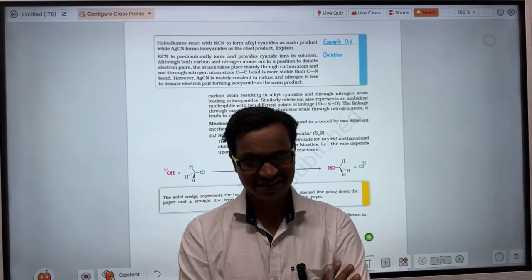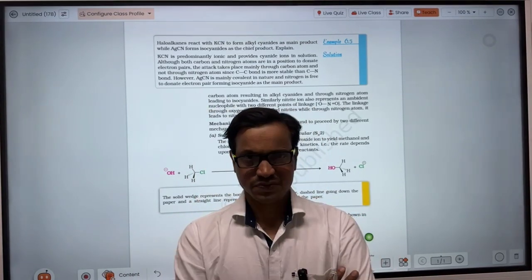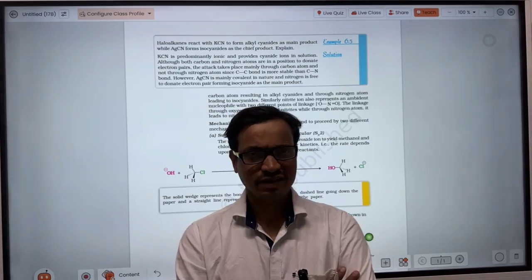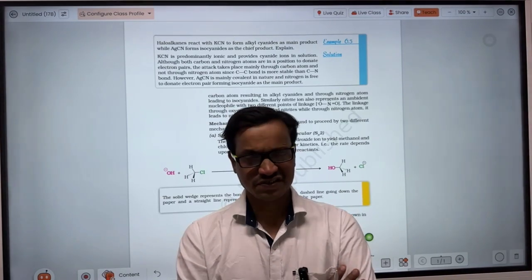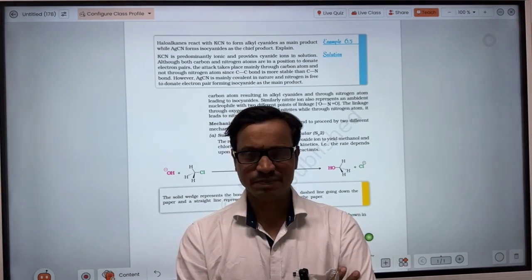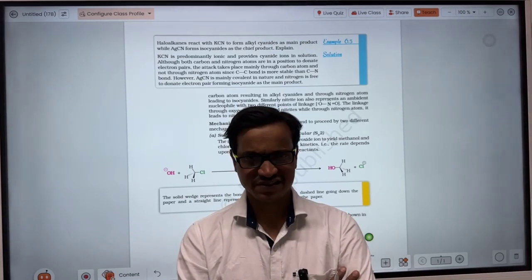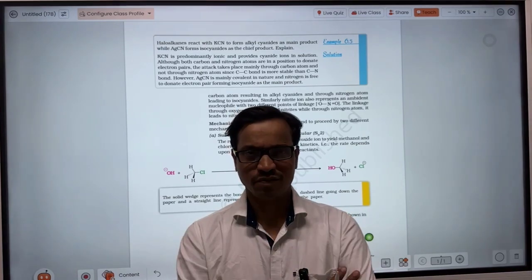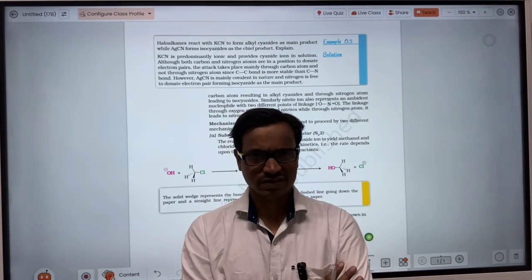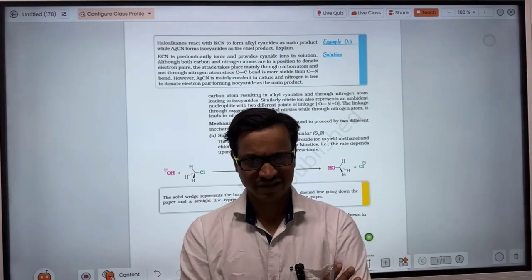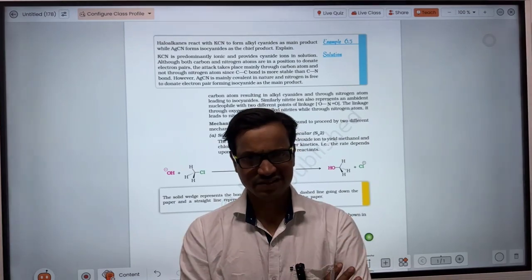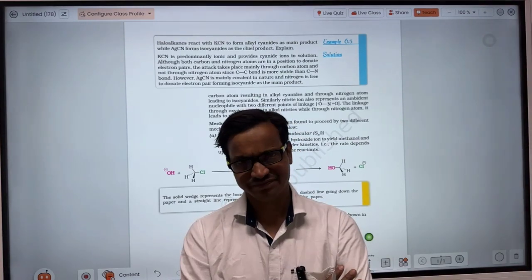What is the SN1 mechanism and the SN2 mechanism? When the rate of reaction depends on the concentration of only one reactant, that is the haloalkane, and not on the concentration of the nucleophile, then it is said that the nucleophilic substitution reaction takes place through the SN1 mechanism.